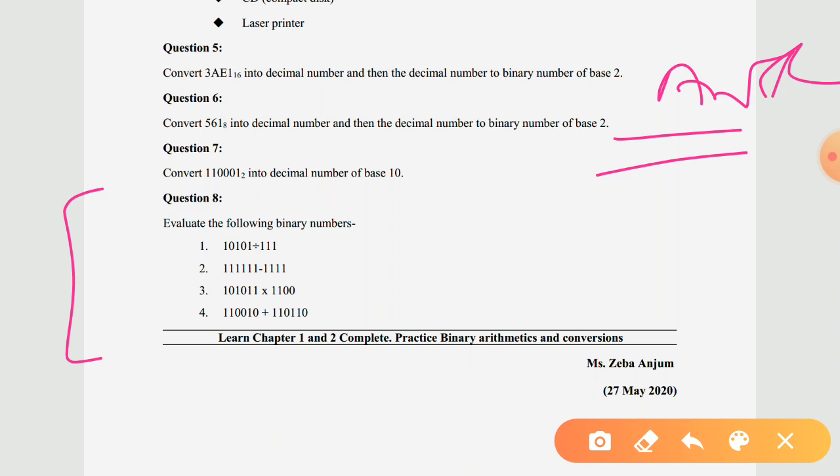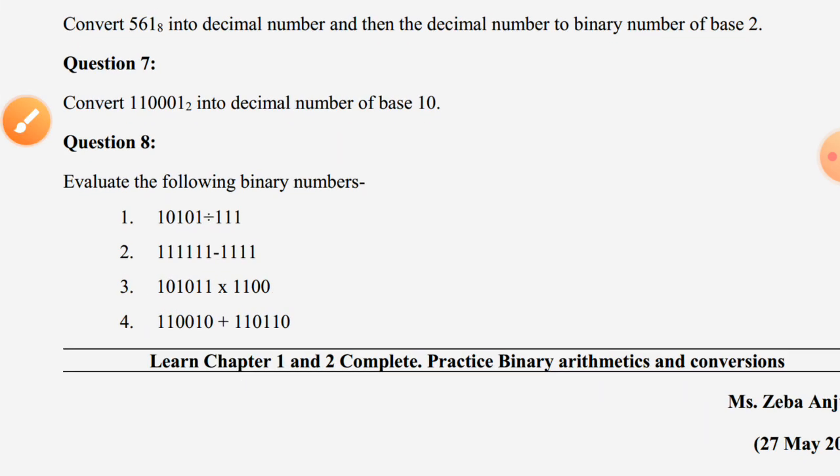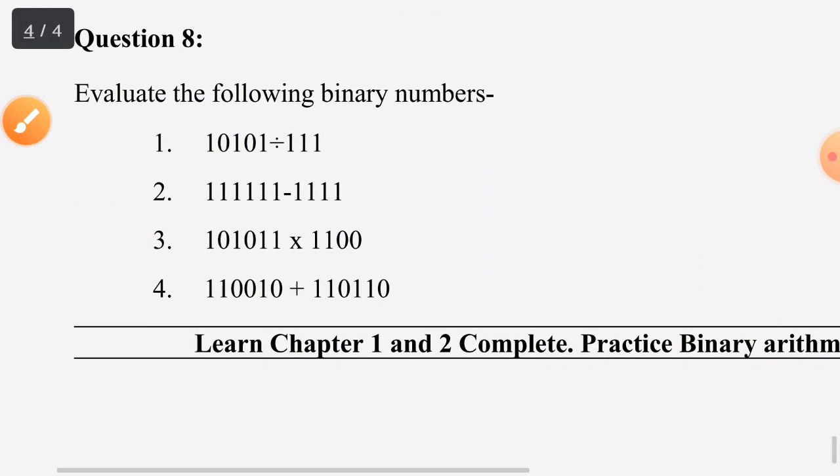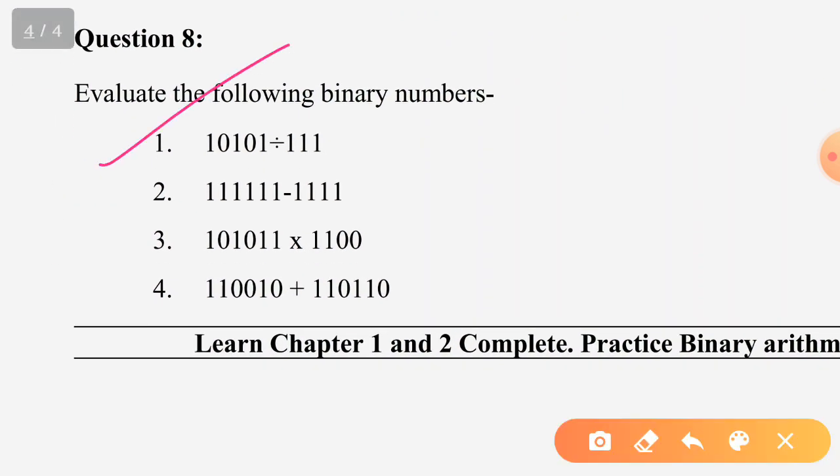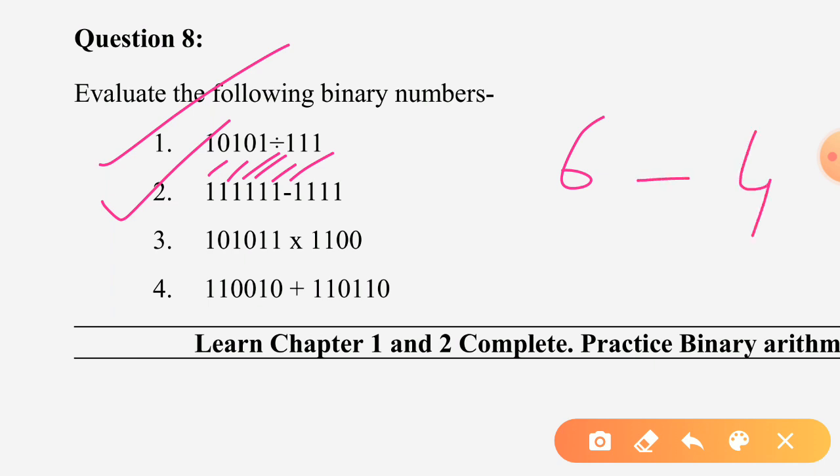So over here, see the first one is 10101 divided by 111. The second one is 6 times 1 minus 4 times 1. Okay, see the third one, 101011 multiplied by 1100. Last one, 110010 plus 110110.